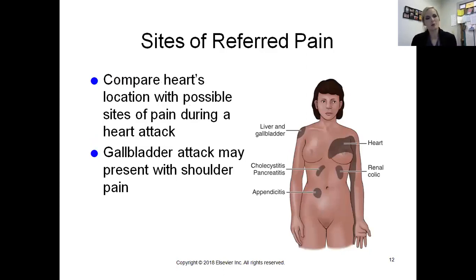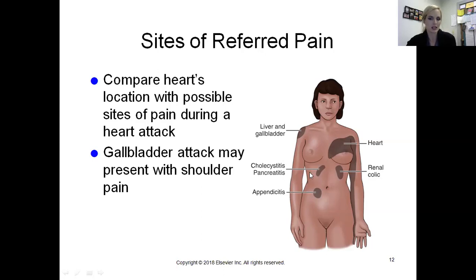So in speaking of pain, these are different sites of what's called referred pain. Based on what is happening internally, sometimes we refer pain to different areas of the body. So for example, if somebody is experiencing a heart attack, here is the location of the heart. Sometimes people, if they're having something going on with their heart, experience pain throughout the entire arm, and that's because of the location of the heart. But with the gallbladder, your gallbladder is located very close to right in here.